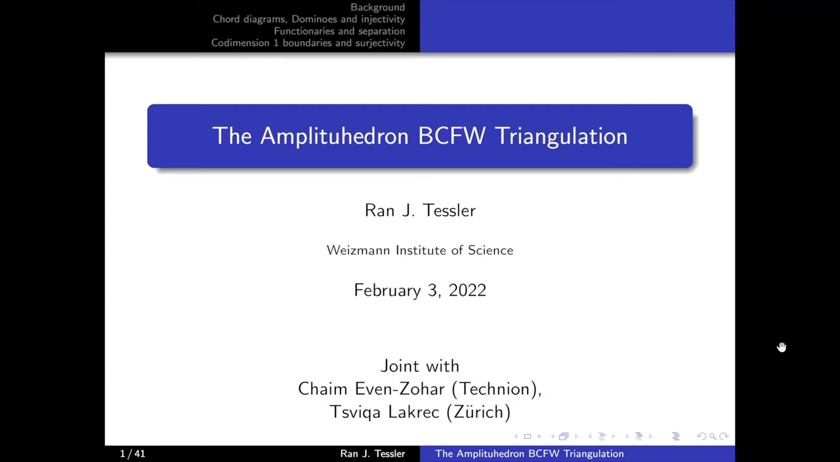Today we're happy to have here Ron Tessler from the Weizmann Institute of Science talking about the amplituhedron BCFW triangulation. He will explain the proof of the conjecture that the collection of BCFW cells triangulates the amplituhedron, which was very important and crucial in the formulation of the amplituhedron itself, in connection with scattering amplitudes in N=4 super Yang-Mills theory, which appeared in 2013 by Arkani-Hamed and Trnka. So please feel free to start. Happy to have you here.